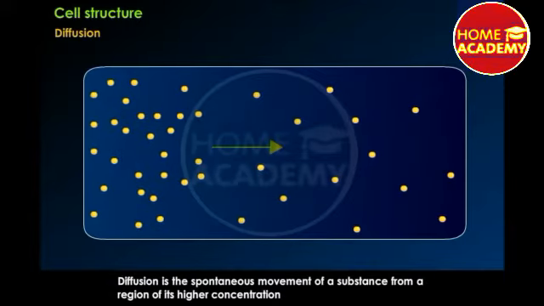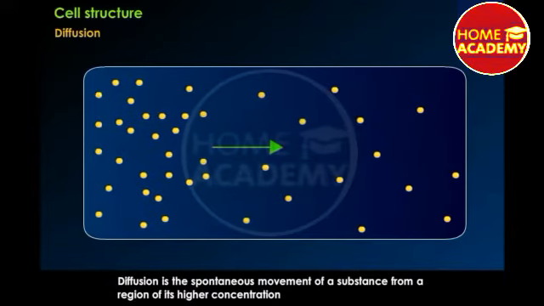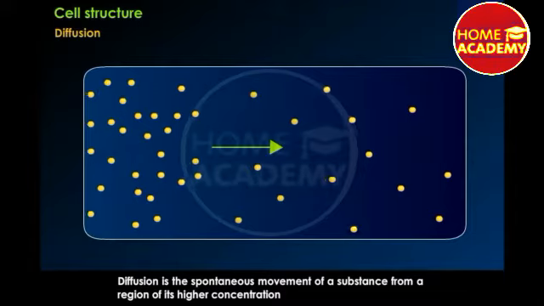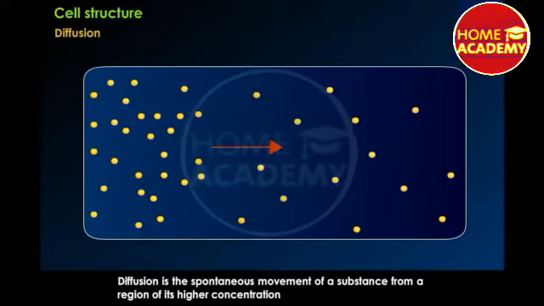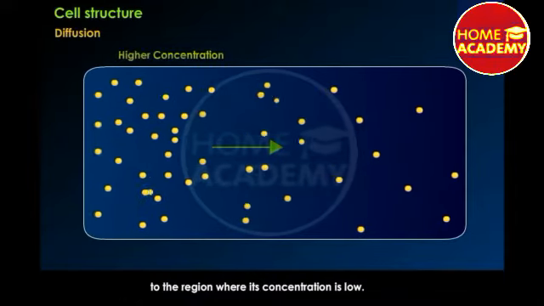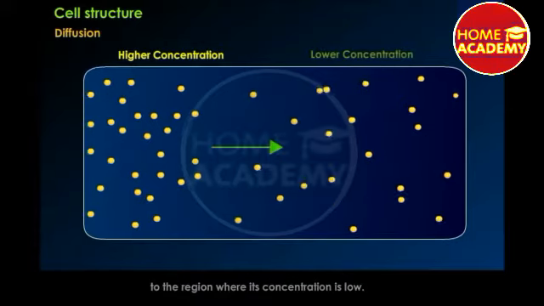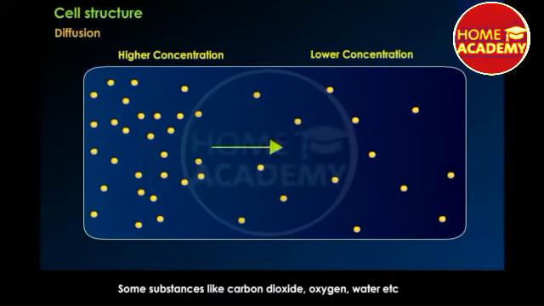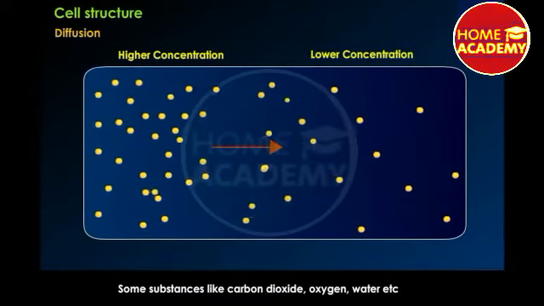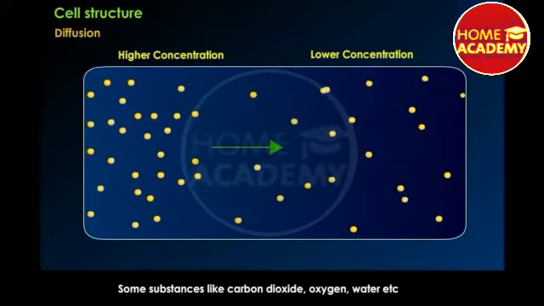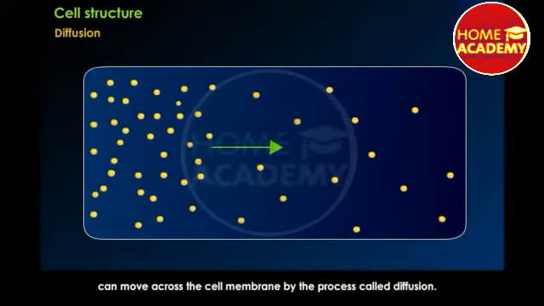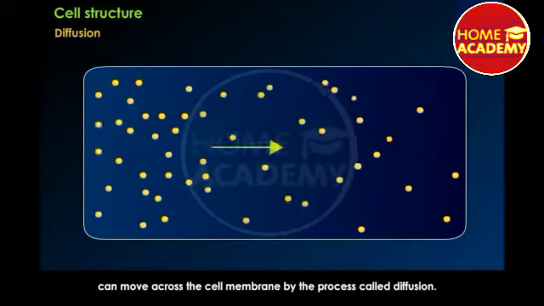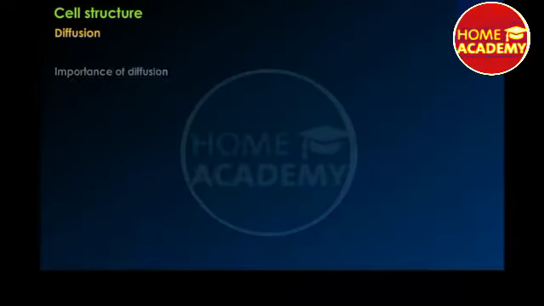Diffusion. Diffusion is the spontaneous movement of a substance from a region of its higher concentration to the region where its concentration is low. Some substances like carbon dioxide, oxygen, water, etc. can move across the cell membrane by the process called diffusion.